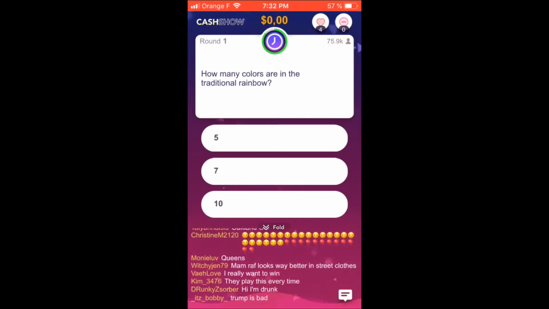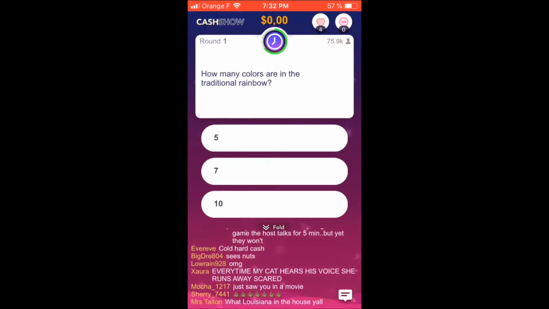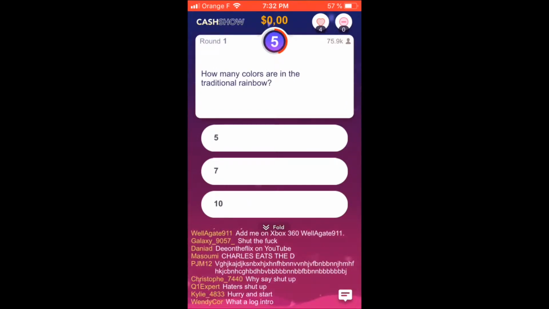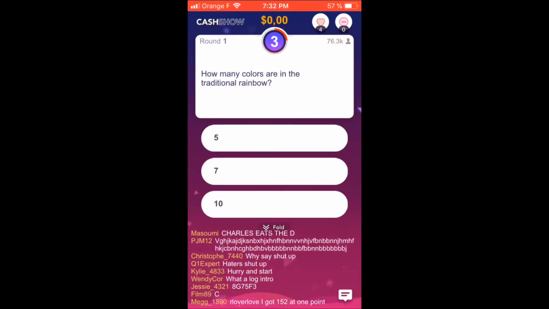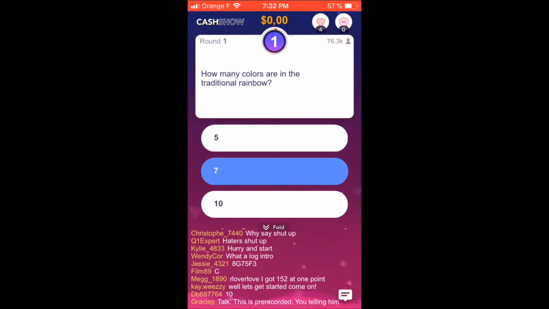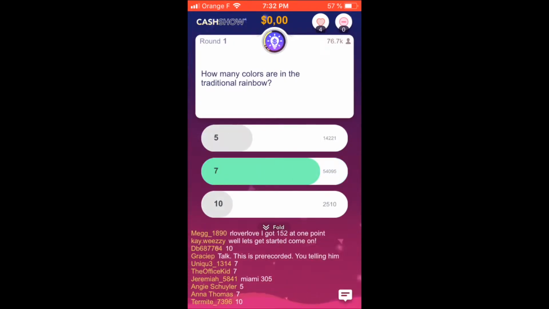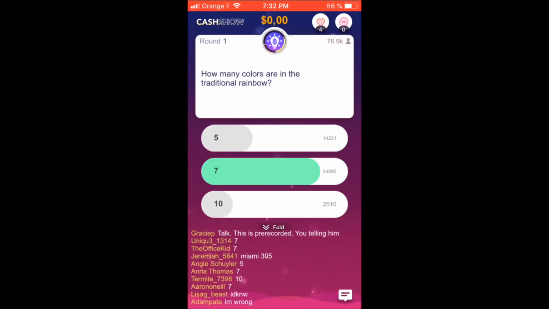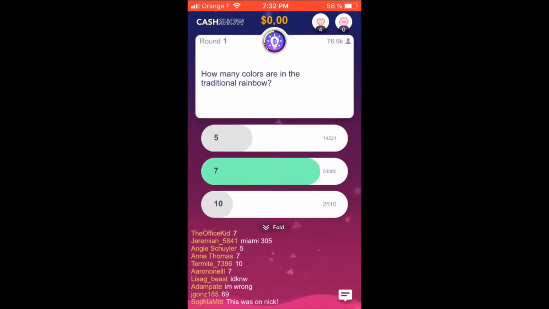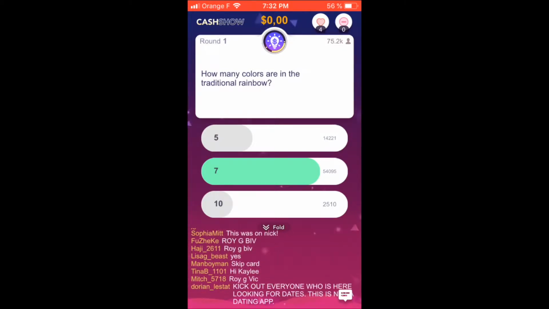How many colors are in a traditional rainbow? 5, 7, 10. The best way to remember the colors of the rainbow goes like this. Roy G. Biv. Red, orange, yellow, Roy. G, green. Blue, indigo, violet. Biv. There you go.